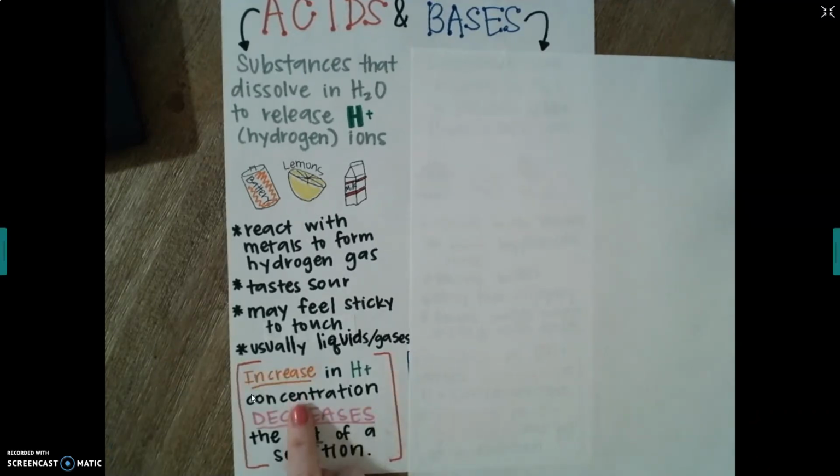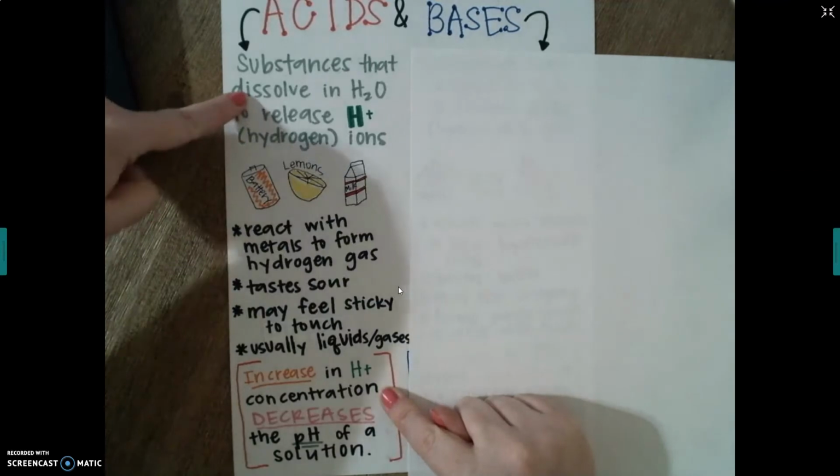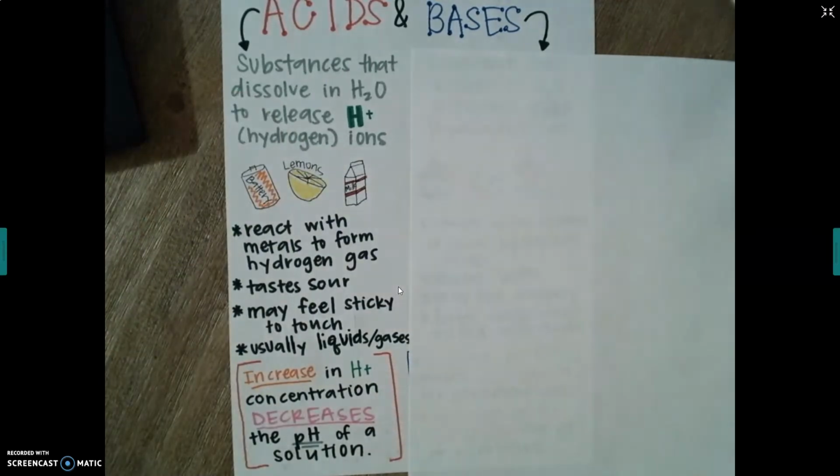So if I look down at the bottom here, I want you to write an increase in hydrogen concentration, which means as I dissolve my acid into that water and the hydrogen is released, I know that my concentration of hydrogen in the water is going to be higher. I'm increasing the concentration. When I do that, though, I am decreasing the pH of the solution. So the more hydrogen present, the more that the pH of the solution will decrease.